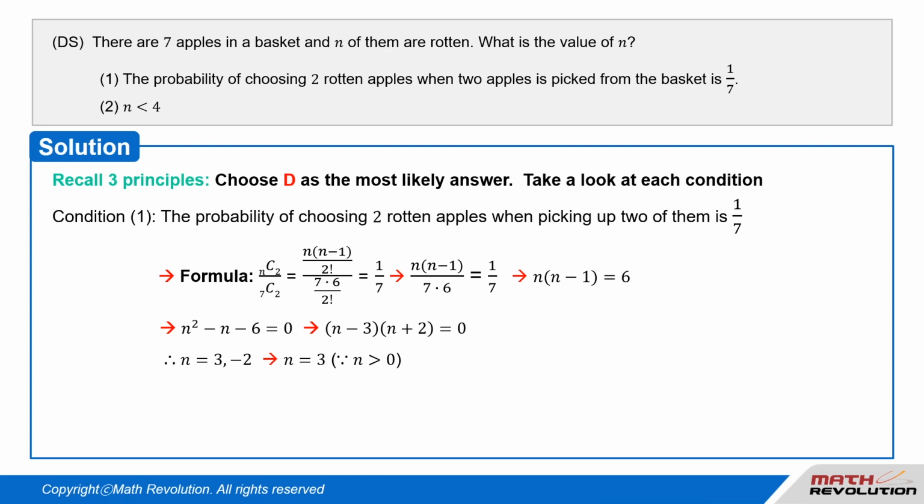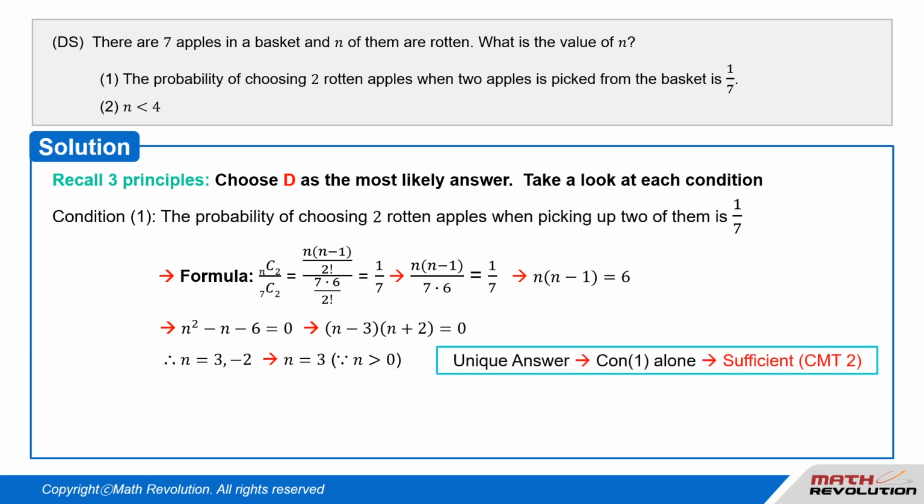So, we get n times n minus 1 is equal to 6. N squared minus n minus 6 equals 0. N minus 3 times n plus 2 equals 0. N equals 3 and negative 2. Since n is greater than 0, n equals 3. The value of n is unique, so the condition is sufficient by CMT2, which means that the number of answers must be 1.